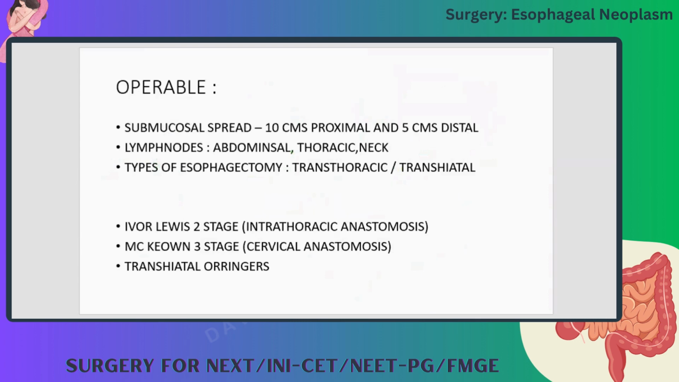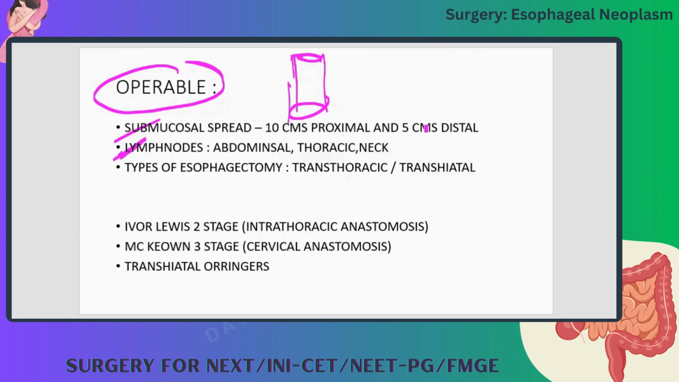Suppose it is operable, so what should we do? What is the treatment? In the first slide I told you. Can we do a partial resection? No, esophagectomy then. We can't do partial resection because serosa is absent. So we have to resect the esophagus completely, 10 centimeters and 5 centimeters, whatever is available, we have to resect it. And we have to remove the lymph nodes also.